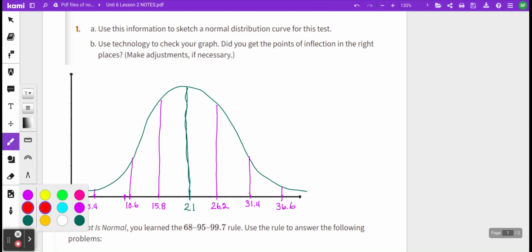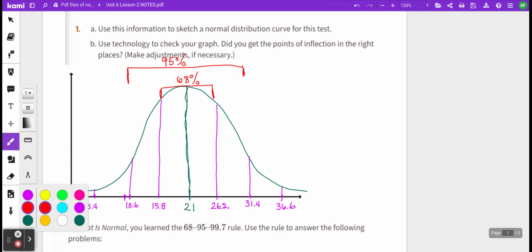Okay. Now, I'm going to get in a little bit more information here to help us. So from here to here, about here, that is 68% of all the data is in here. Then between 10.6 and 31.4, 95% of all our data falls in here.